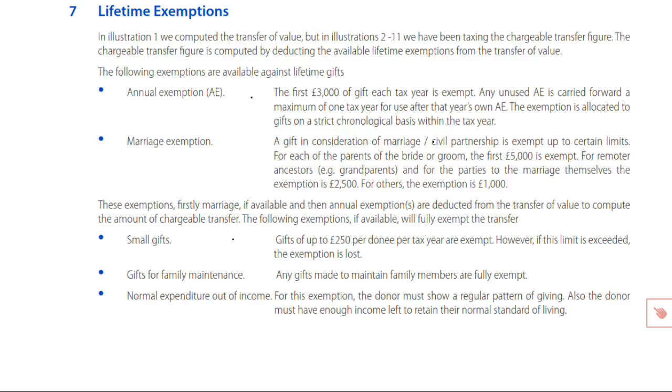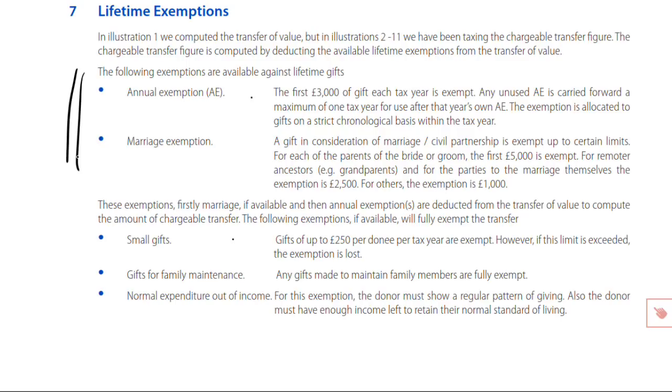Principally, of course, as far as lifetime is concerned, we're talking about the CLTs, the lifetime transfers chargeable when made, and then the lifetime transfers that become chargeable on death, which is PETs for the one and only time, and potentially CLTs for an additional tax charge, but only if they were made within the 7 years of the date of death. So what we've got to do is to work from a transfer of value down to the chargeable transfer figure, and what that may involve is the deduction of certain exemptions.